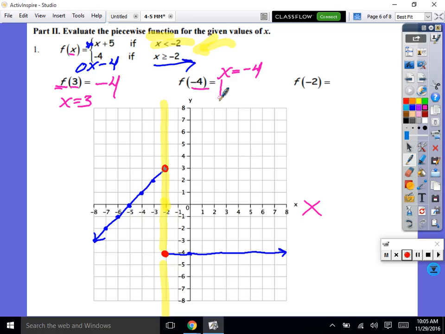Let's do -2, so that's x equals -2. What's my function at? Go to -2. Well, careful. Open circle means it's not there. So we have to go down to the closed circle. So my function's down at -4. Pretty straightforward. Okay. Questions on that? We're all good. Okay, sweet.